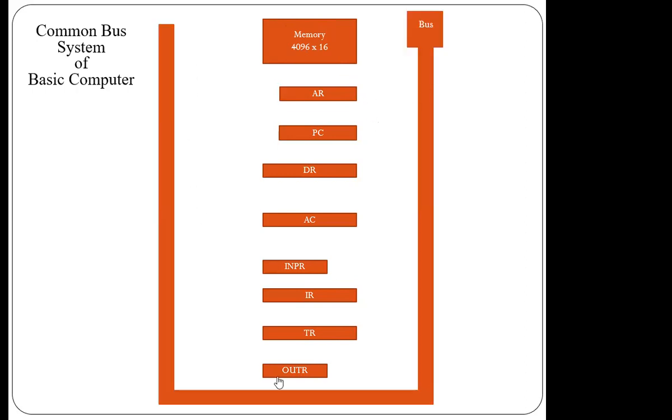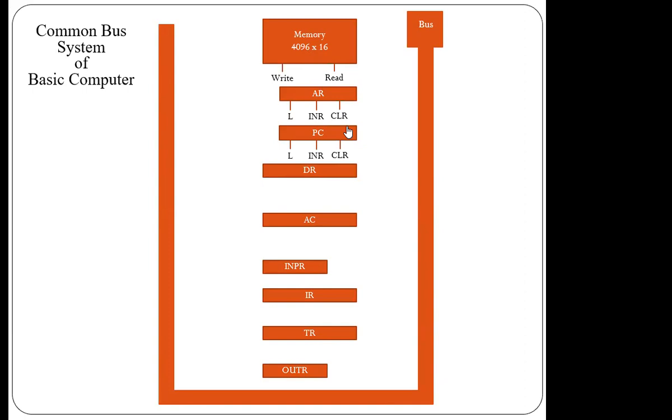So this is your 16-bit common bus, right? This complete U shape is a 16-bit common bus system. First of all, the memory has read and write signals, right? Each register has 3 inputs: LD stands for load, INR for increment, and CLR for clear, right?